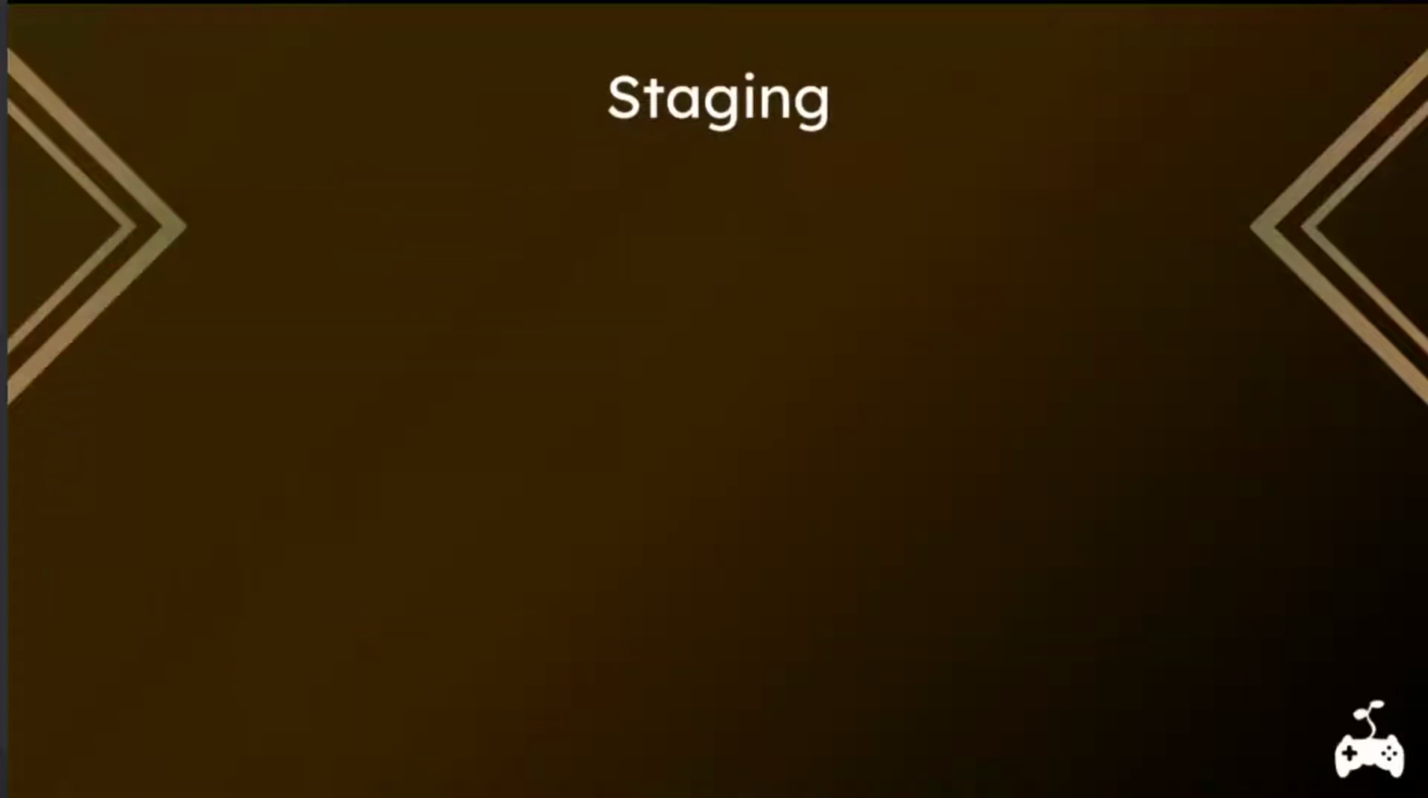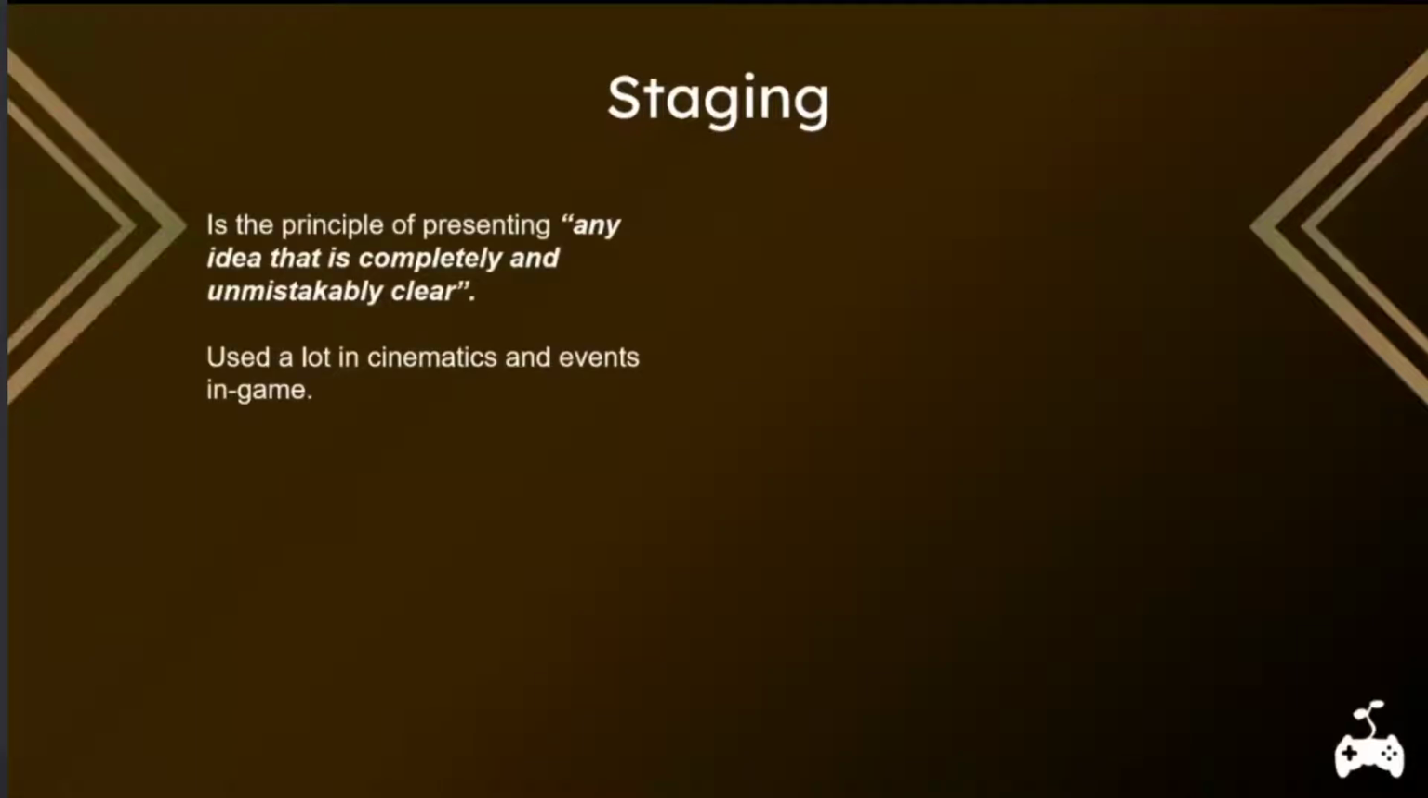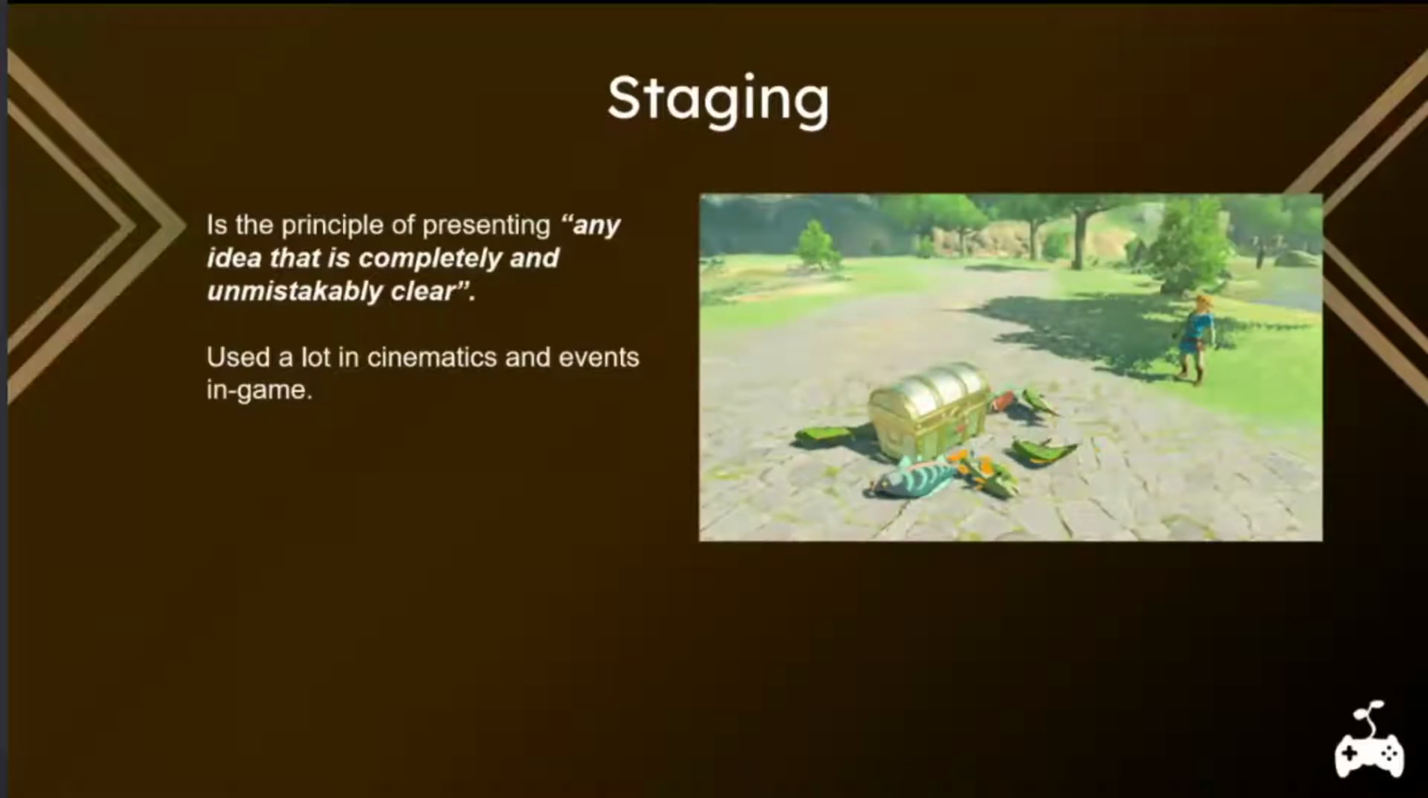The second one is staging. This is one of my favorites. Staging can be translated in games as the principle of any idea that is completely and unmistakably clear. This is completely true for games like The Legend of Zelda, in which using the camera, as you can see in this example, lighting, or even character composition, they can lead the player to focus their attention on what is relevant to that scene while avoiding unnecessary detail and confusion.